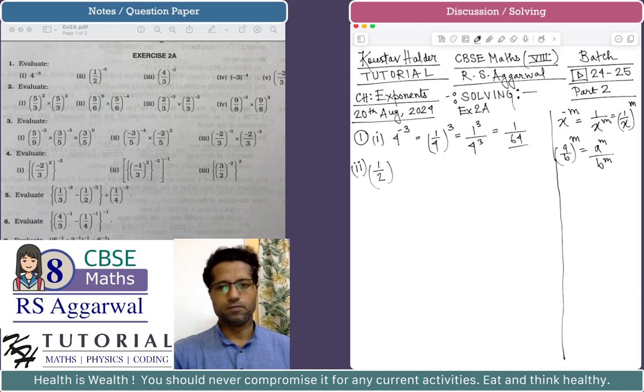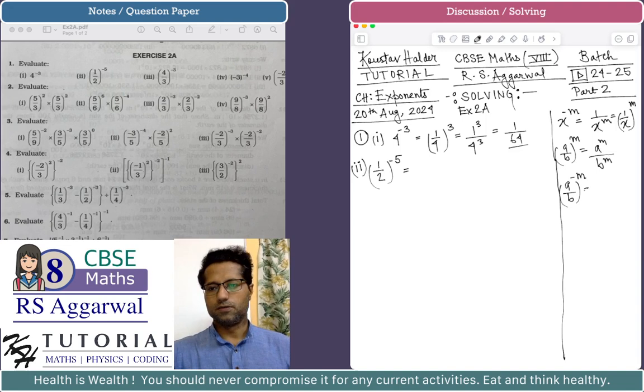So let's see what is 2. 1 by 2 raised to the power minus 5. Whenever you have a negative power, a negative integer, always know that a rational number a by b raised to the power of some negative integer is always equal to b by a. You take the reciprocal of the rational number base, which will be b by a raised to the power m. So half raised to the power minus 5 will be equal to the reciprocal of half, which is 2, raised to the power 5.